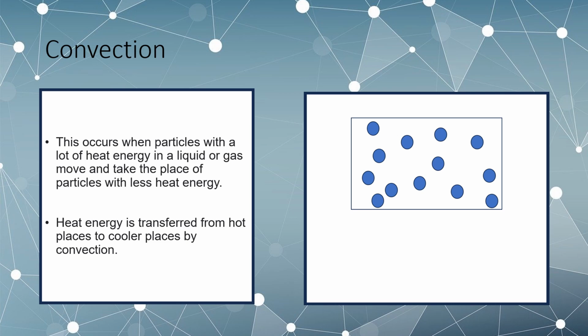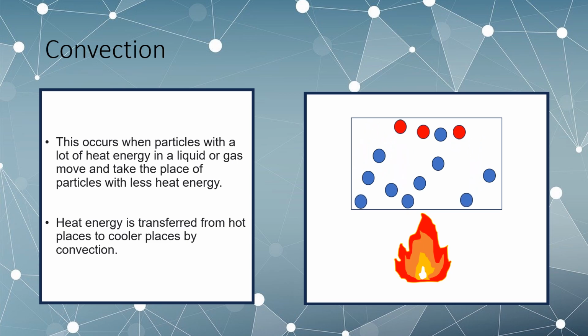Convection is the movement of heat through a fluid or gas. Most often a fluid, and that'll be the examples we use. This occurs when particles with a lot of energy, heat energy, move and take the place of particles with less energy. The heat energy is transferred from hot places to cooler places by these convection currents. We can see this in the example on the right. As we expose this tub of liquid to heat, you can see the hotter liquids move to the top and push the cooler liquids down, therefore repeating the cycle and pushing the hot liquids up over and over again until the entire liquid is heated.